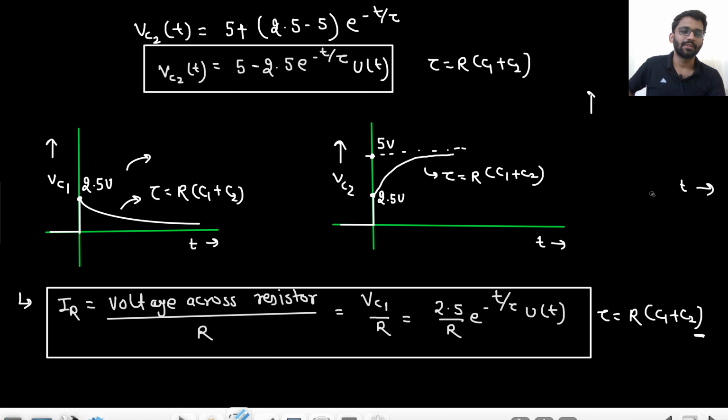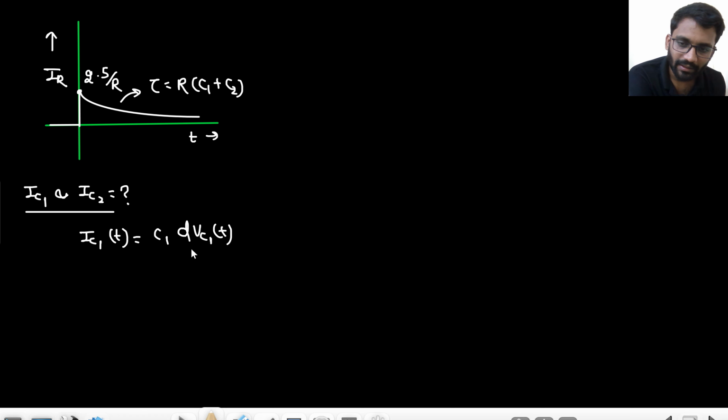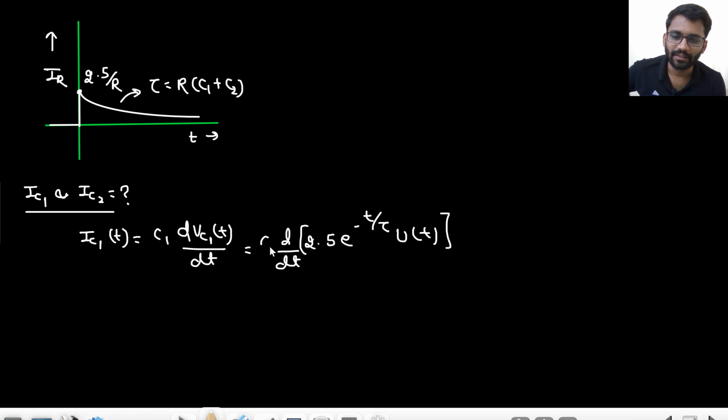So how will we know the values? Simply by writing the expression. So what will be IC1(t)? That will be C1 dVC1(t) by dt. So C1, what is the value of VC1? That is 2.5 e to the power minus t upon 2 u(t). Sorry, here I need to write d by dt. C1 d by dt of 2.5 e to the power minus t upon 2 u(t).